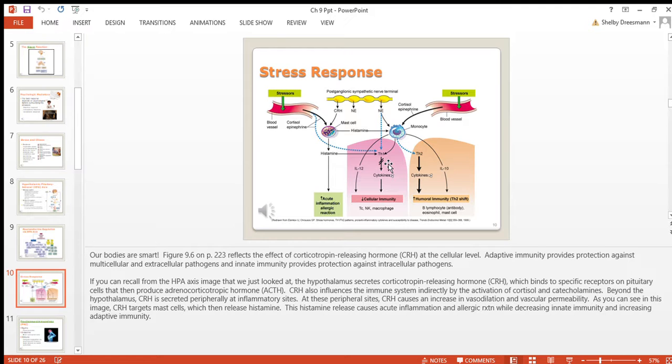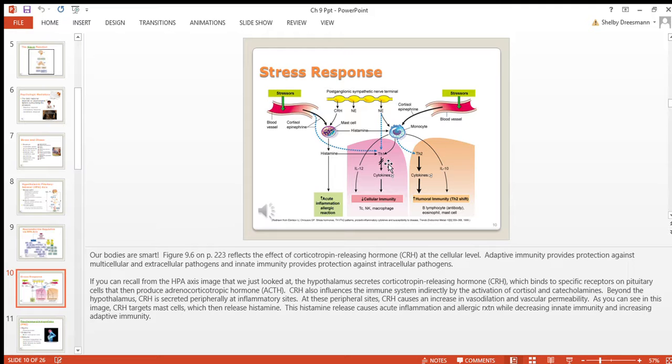HPA axis. The hypothalamus secretes CRH, the pituitary secretes ACTH. CRH also influences the immune system indirectly by the activation of cortisol and catecholamines, because we saw that cascade effect. Beyond the hypothalamus, CRH is secreted peripherally at inflammatory sites. CRH in these peripheral sites can increase vasodilation and vascular permeability.